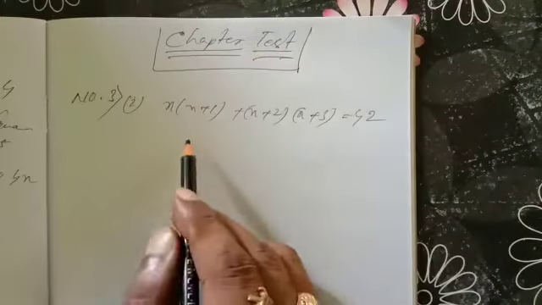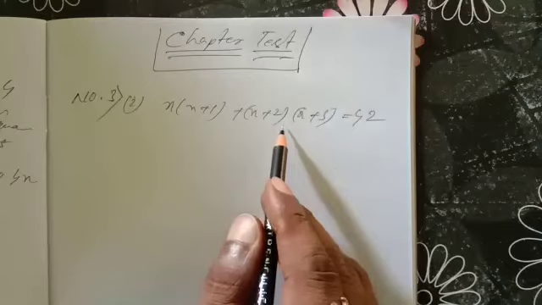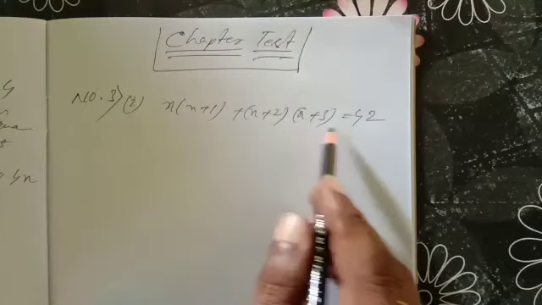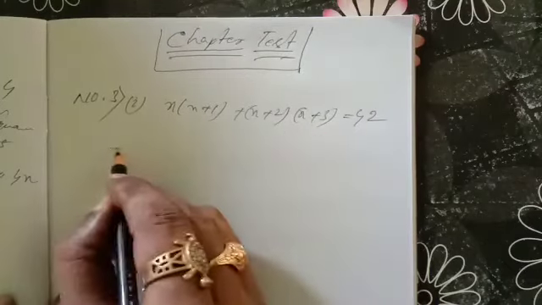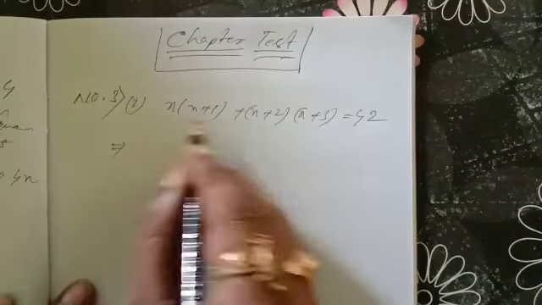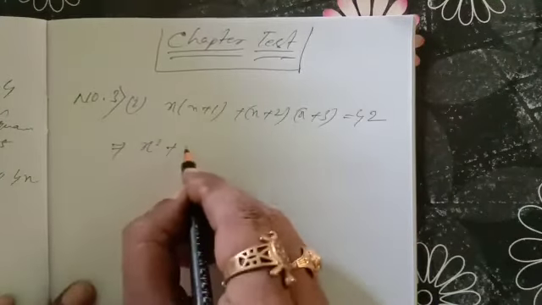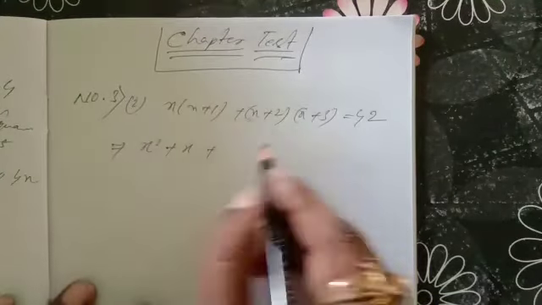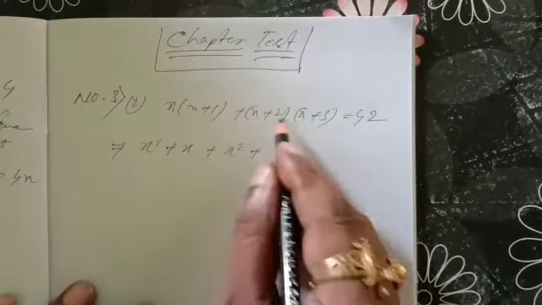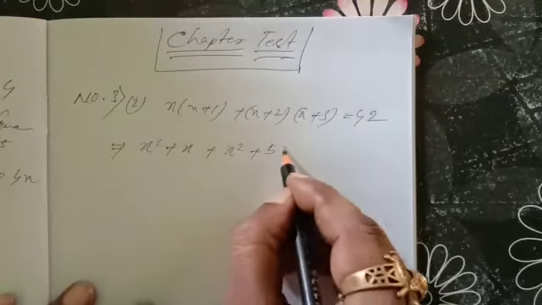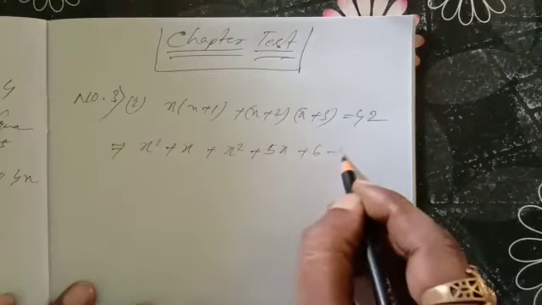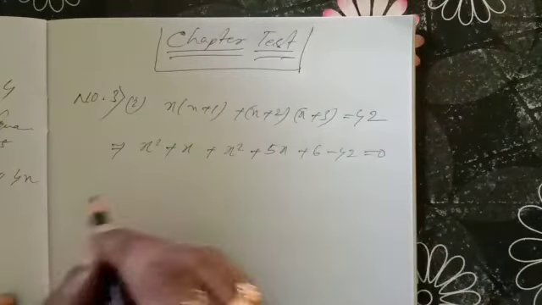Okay. The question is x(x + 1) + (x + 2)(x + 3) = 42. You have to open the bracket. How to open the bracket? This will be just multiplied, x square plus x. And if I open the other bracket, this will be x square plus 2x plus 3x, that is plus 5x plus 6, minus 42 equal to 0.